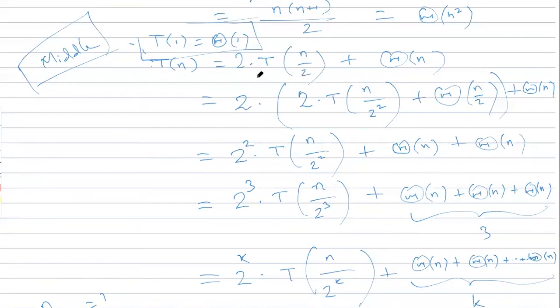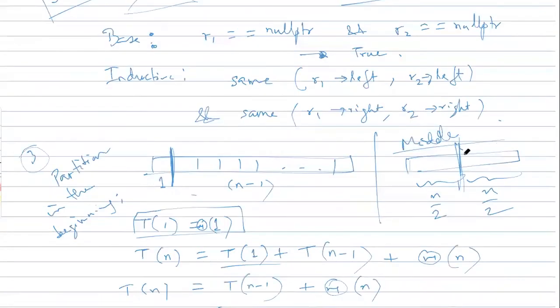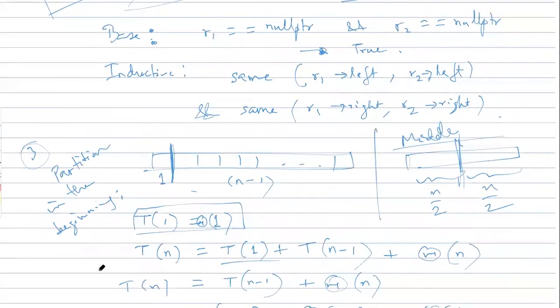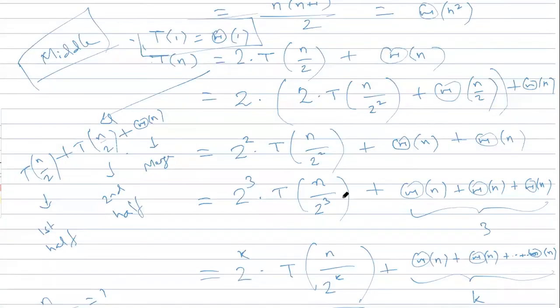Yeah, this is essentially T of n by 2 for sorting this half. T of n by 2 is for sorting the other half. Right? First half, second half, plus merging. This is merge. First half, second half, and merge. That's what this is. Oh, okay, that makes sense. All right.